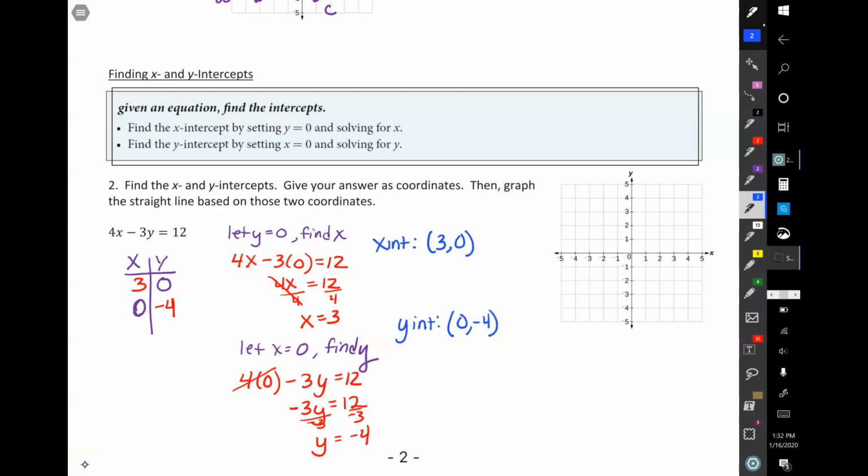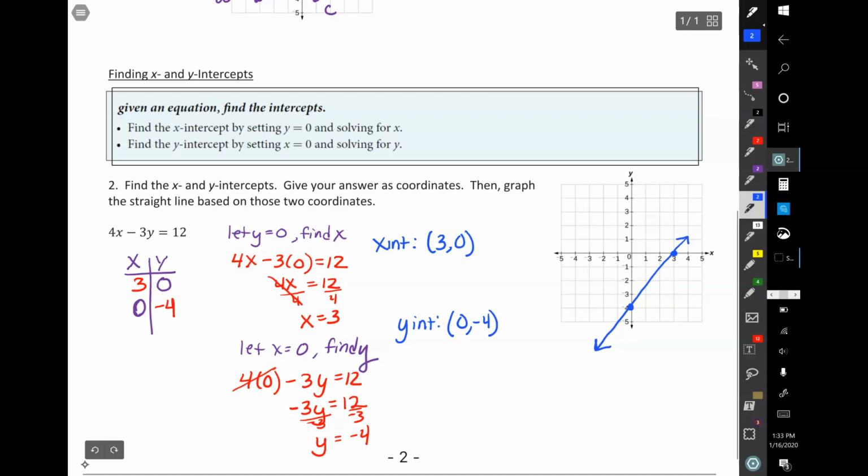So now once I have these, I can plot them and connect the dots. So I have my x-intercept. I'm going to plot the point (3, 0). And then I'm going to plot the y-intercept at (0, negative 4). And I'm going to go ahead and connect the dots. You would use a straight edge. I don't have one in this app.